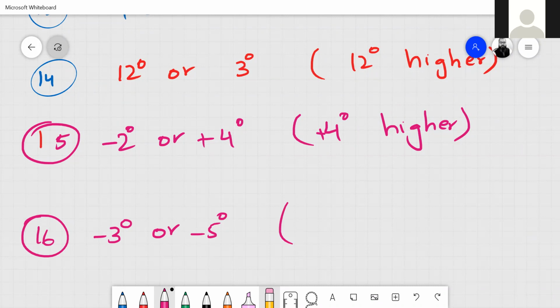Minus 3 degrees is higher. Why? Because the minus 5 temperature is coming low. Means minus 3 is the higher temperature.